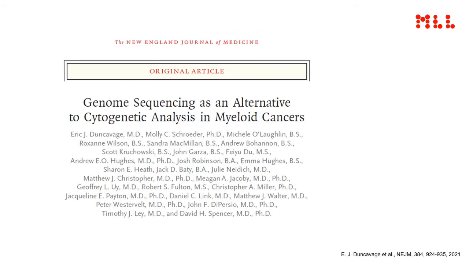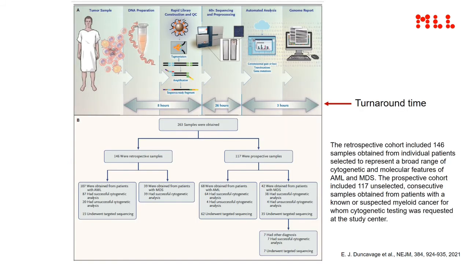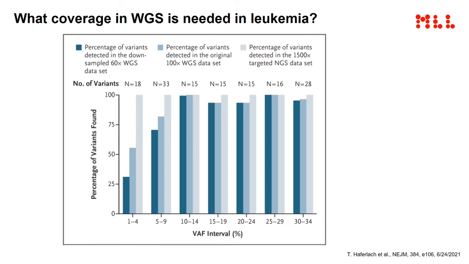Well, this paper was published at the beginning of March this year by colleagues from Washington University, St. Louis, and they demonstrated that whole genome sequencing is an alternative to cytogenetic analysis in myeloid cancer. They were also able to run these assays in parallel to gold standards in a time frame below 1 week, and demonstrated that this is a very helpful tool, especially for those cases where cytogenetics has problems with viable cells.